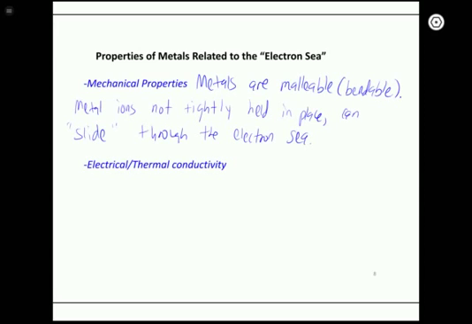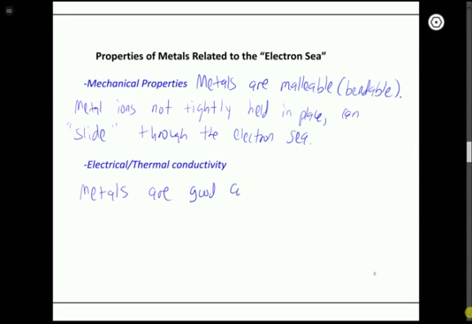Now, the other key piece is electrical and thermal conductivity. Especially electrical conductivity is particularly related to the bonding in metals. Electrical conductivity is the ability to conduct electricity, and metals are very good at this because of those loosely held electrons, particularly in the solid state, where those electrons are pretty mobile and they're shared between all the different atoms. So again, delocalized electrons is the key here, and that's because the electrons are mobile.